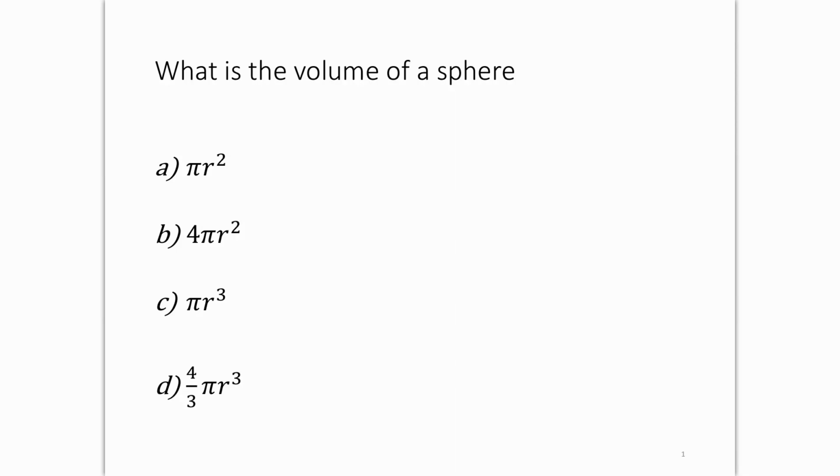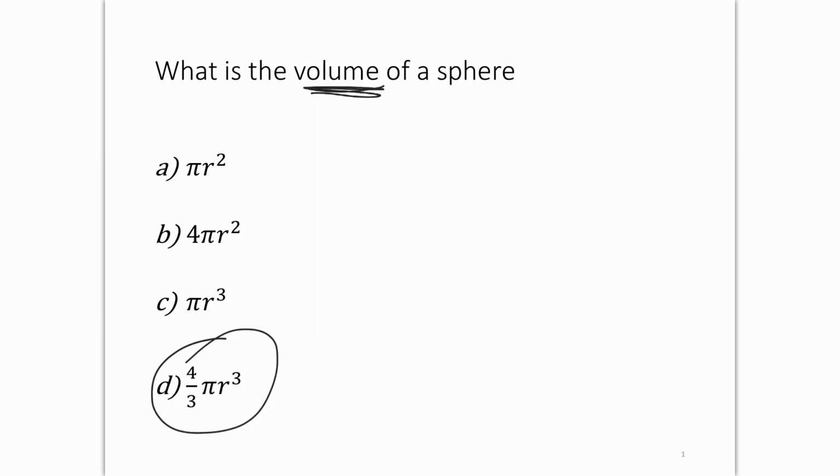The first one, what's the volume of a sphere? Does anyone remember the volume of a sphere? Is it pi r squared, 4 pi r squared, pi r cubed, 4/3 pi r cubed? Hard to say. I'll give you a minute to think about it. Take your best guess. Alright, so the volume of a sphere is 4/3 pi r cubed.